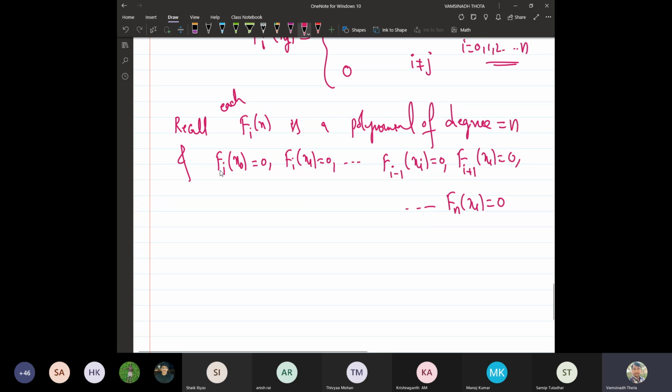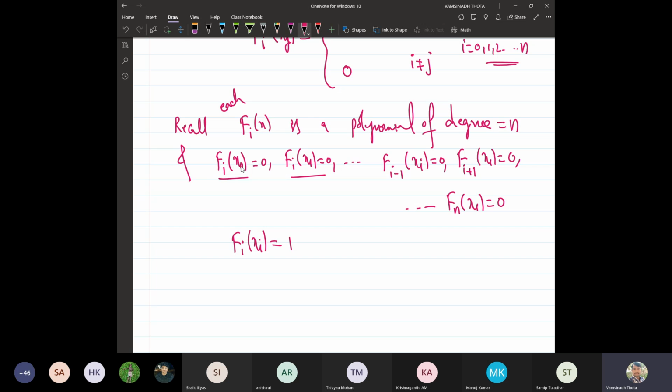So the value of the function f_i vanishes at all the other nodal points, and not only that one, the value of the polynomial f_i at x_i is equal to 1. That is how we are constructing the functions. This is the construction process. Remember that. Okay. Now, how many are there here?